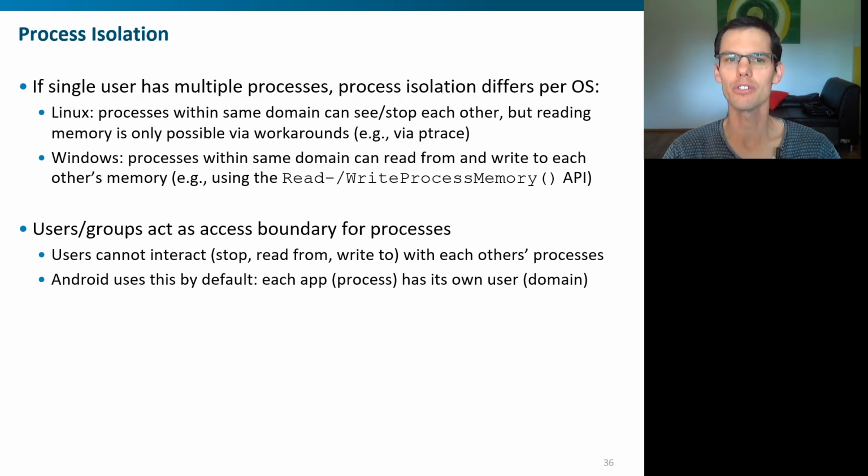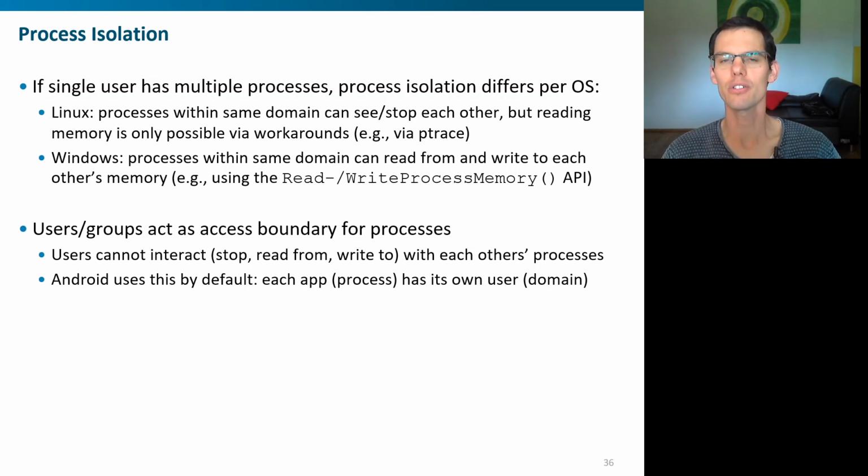If you have a single user which has multiple processes, you don't normally have strong isolation between the different processes of that one user. In Linux, you can see the other processes of the same user. You can even stop them. Reading memory is a bit harder, but you can probably do it even with workarounds using ptrace and the debugging interface. And in Windows, it's totally easy. There's even an API in Windows, ReadProcessMemory and WriteProcessMemory, which essentially allows you to open any other process of the same user and read data from the process or even modify data in that process.